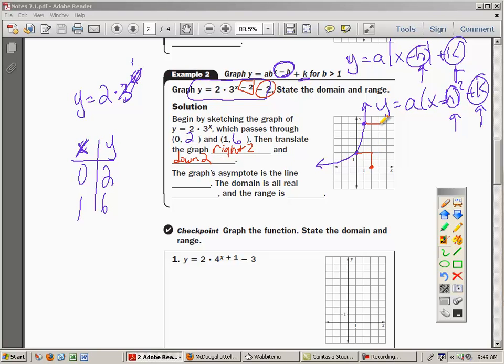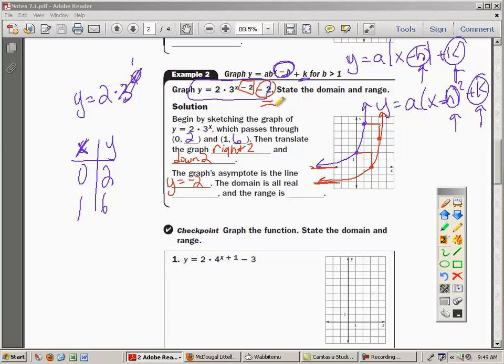So we're going to take each of these points and translate them right 2 and down 2. Take this one, right 2 and down 2. And we're going to make that exact same shape. And now we have our translation. Since we moved this graph down 2 units, its asymptote is now going to be the line y equals negative 2, because we shifted the asymptote from 0 down to negative 2.